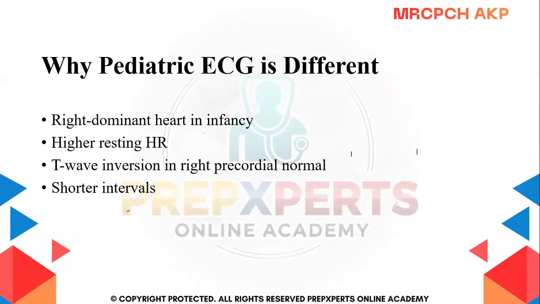And again I told you about the T wave changes. T wave inversion in the right precordial leads is considered normal, and in the first 7 days it will be positive, and again after 7 years of age it will be positive. The intervals are usually shorter. When you go through the guidelines given in the pediatric guideline book, you will know that according to age the intervals are increasing and the heart rate is decreasing.